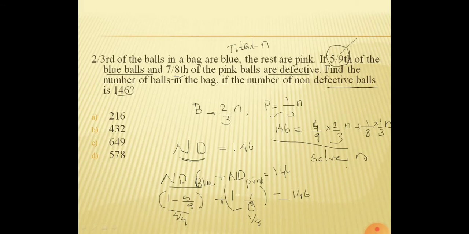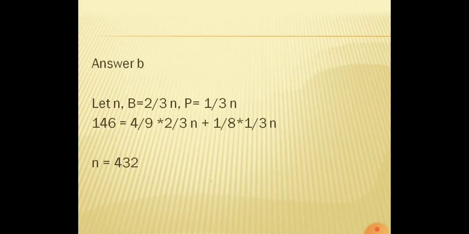Solve for n, we can solve for n. So the value of n that we will get from there, once we get the value of n, that is the answer. So okay, 432 is the right answer. Okay, option B, right? Okay, 432 balls will be there in the bag.